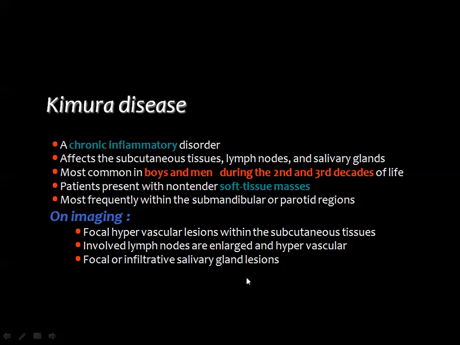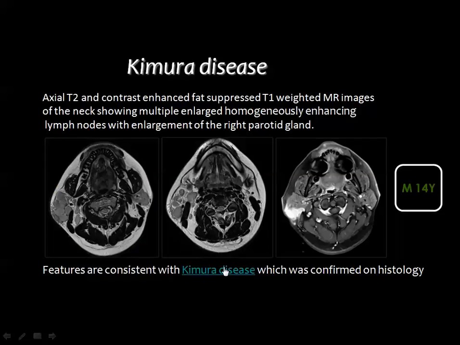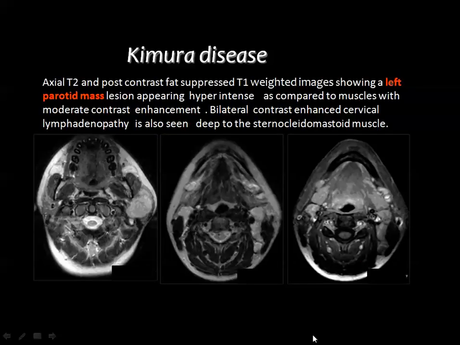Then this is an appearance of Kimura disease in a 14-year-old male. You got enlargement of the lymph nodes on the right side associated with ipsilateral enlargement and signal changes in the parotid gland. And this is the case of Kimura disease with enlargement of the lymph nodes deep to the sternomastoid muscle, and you got a lesion which is of high signal in the T2 weighted image in the left parotid gland.